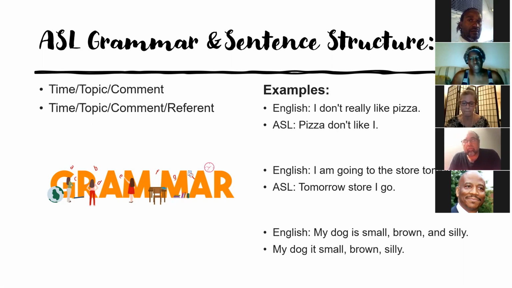Okay. All right. So our next example, to make it a little bit more complex, would be my dog. In English, it would be my dog is small, brown, and silly. So let's go back over to our time, topic, comment, and reference. So time. There's no time in this sentence, so we can skip that part. Topic. The topic is my dog. So that will come first.